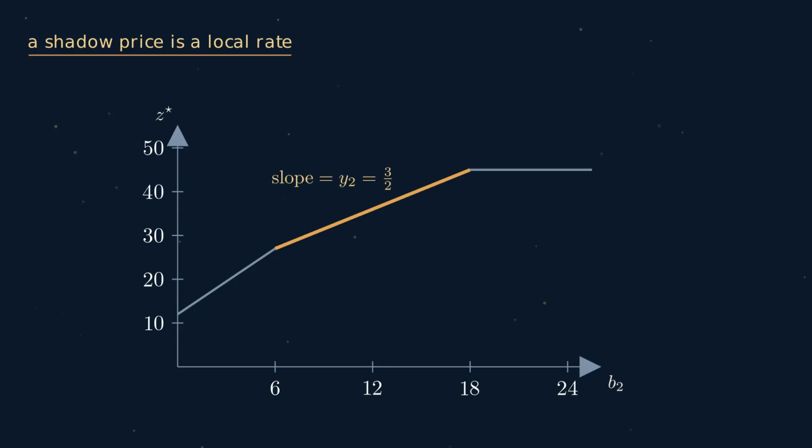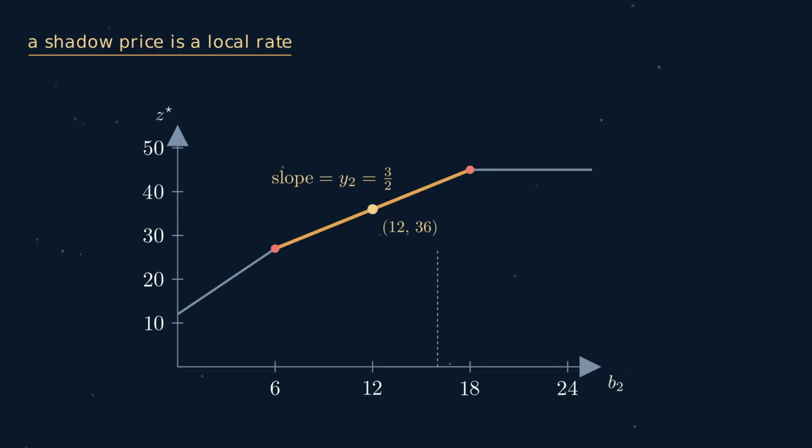The slope of a piece is the shadow price. On the gold stretch it is 1.5. Every extra unit of the resource buys you 1.5 more profit, steadily all the way from 6 to 18. The red dots are where the basis changes and the slope drops.